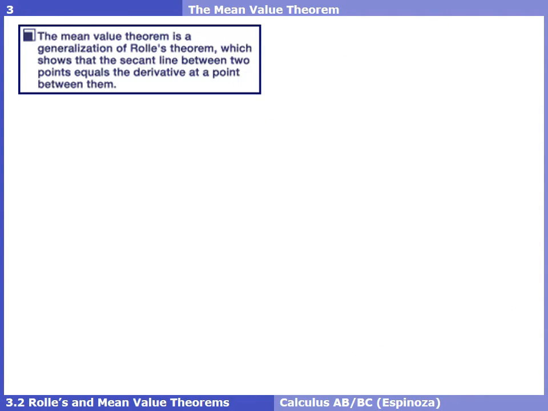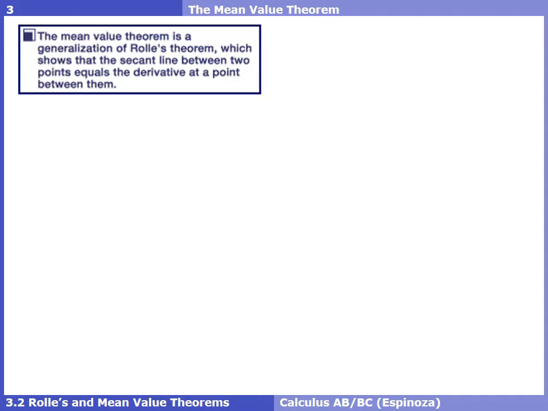Okay, now let's take a look at the mean value theorem. First thing is this: the mean value theorem is just a generalization of Rolle's theorem. In other words, the mean value theorem will work in all cases, whereas Rolle's theorem just works in the case where we're looking for a 0 slope between 2 points. So the mean value theorem says this, or it shows that a secant line between 2 points equals the derivative at a point between them.